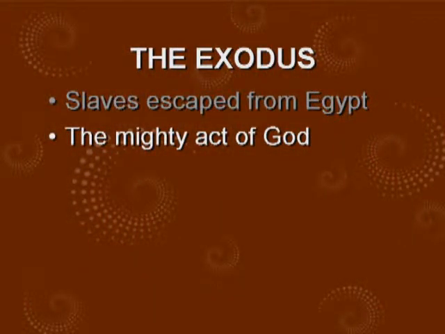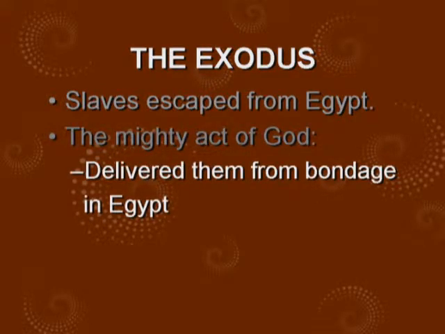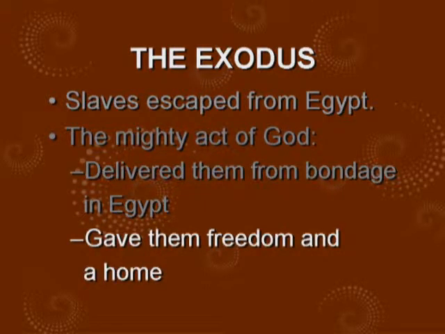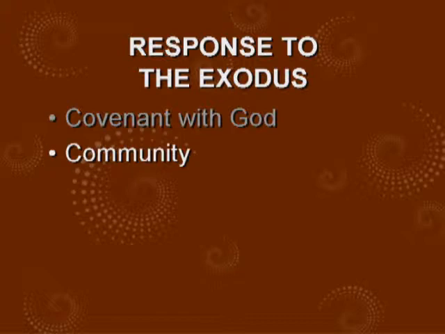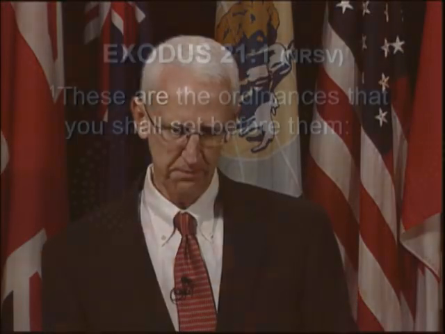These former slaves believed that what happened to them was the mighty act of God, that God delivered them from bondage in Egypt and gave them not only freedom, but also a home, the land of Israel. They therefore made a covenant with God and built a community. Not just a human society, but a godly one. A society that would be a fitting response to God, who had delivered them out of slavery and into freedom. A society that would model the very nature and saving action of God in all of its aspects: religion, politics, economy, personal relationships, etc.